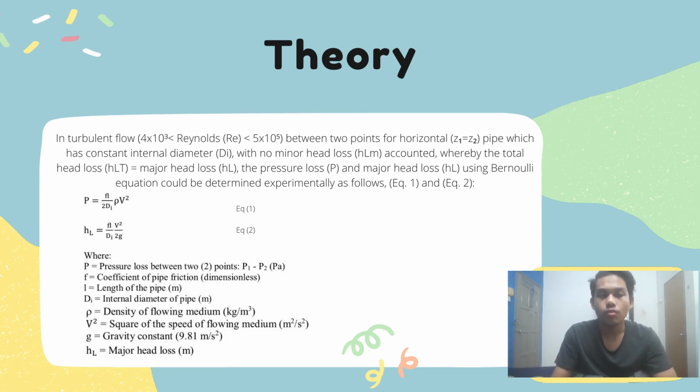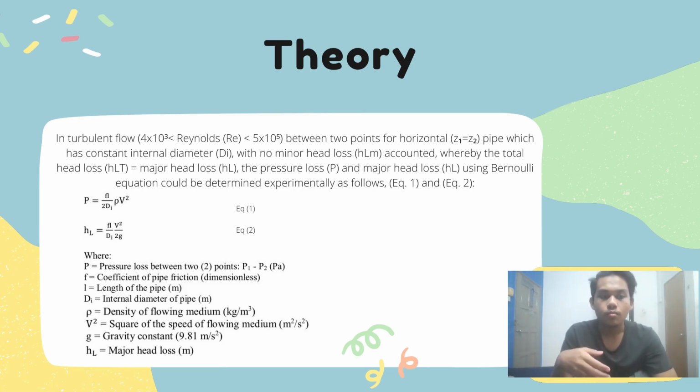So for the first equation, P, which is the pressure loss between 2 points, is equal to FL, which is the coefficient of pipe friction, is dimensionless, and L is the length of the pipe in meters. FL over 2D, D is the internal diameter, times rho V square. Rho is the density of the water, and V is the speed of the water.